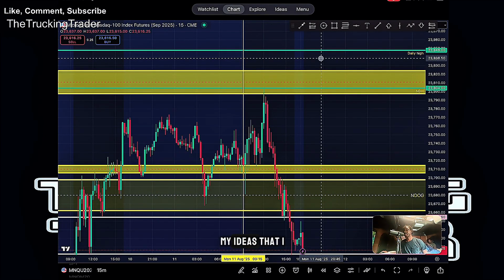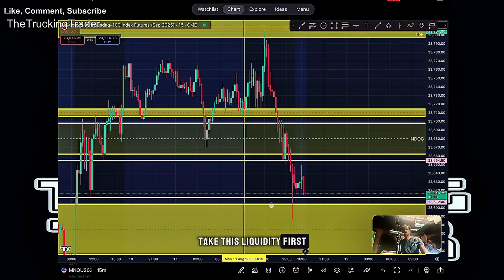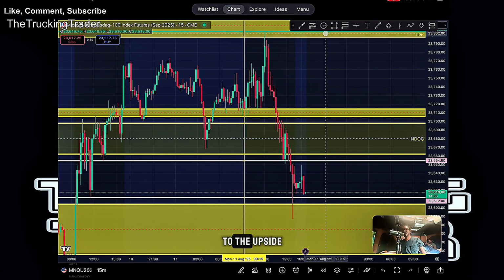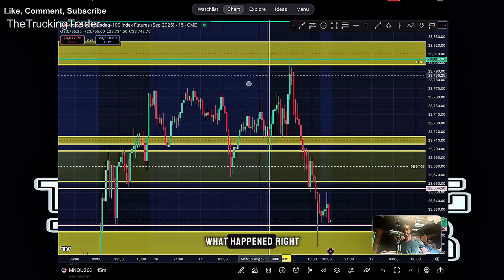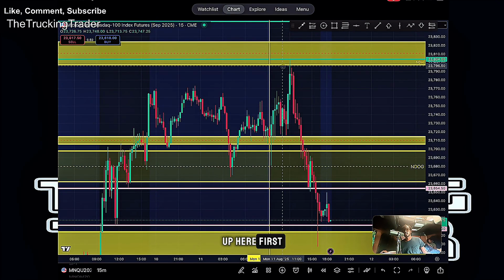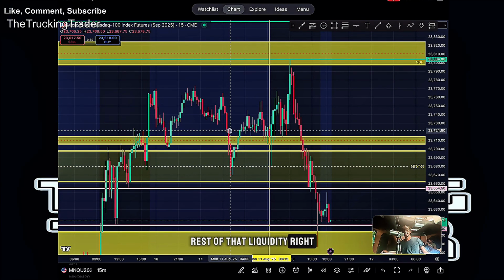That was one of my ideas that I laid out. I said, if we go down here and take this liquidity first, and then if we don't touch this gap, we're going to be really making big moves to the upside. But as you guys can see, that's not what happened, right? We started with sweeping all of this liquidity up here first, and then we made our move to the downside to take out the rest of that liquidity, right?